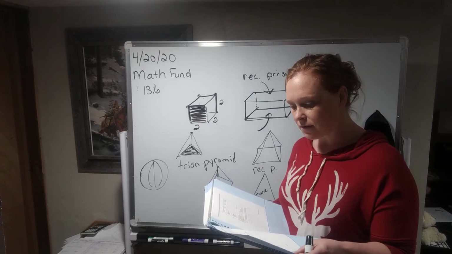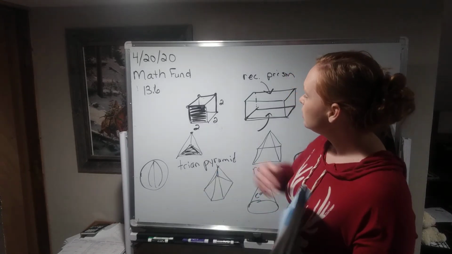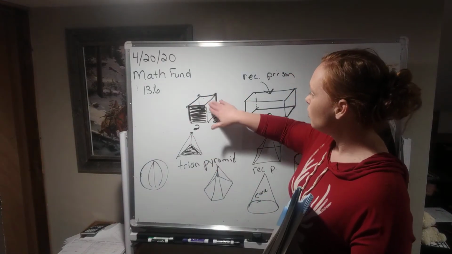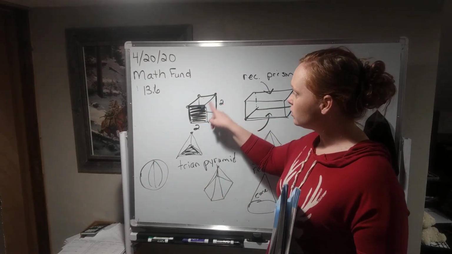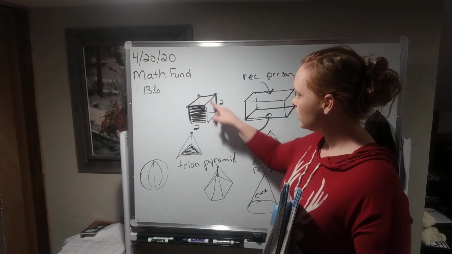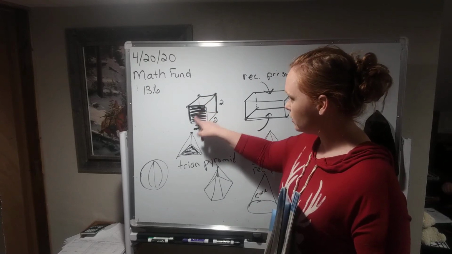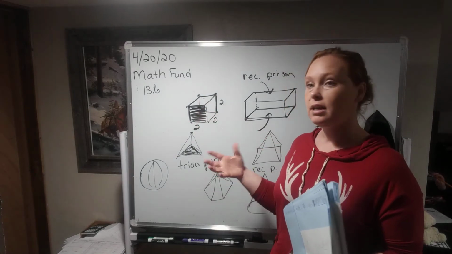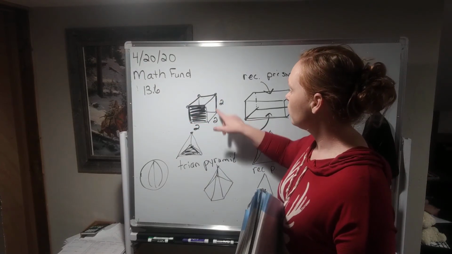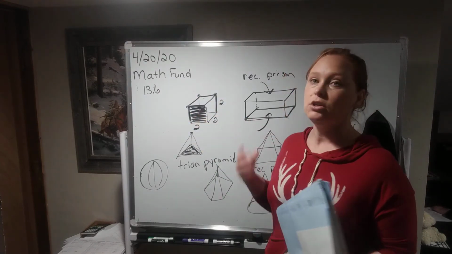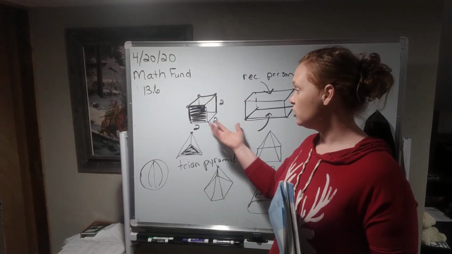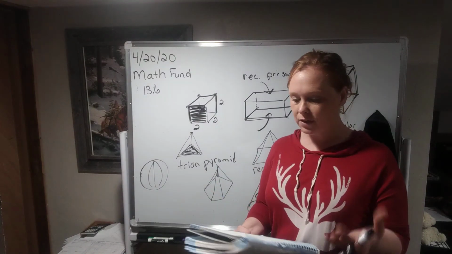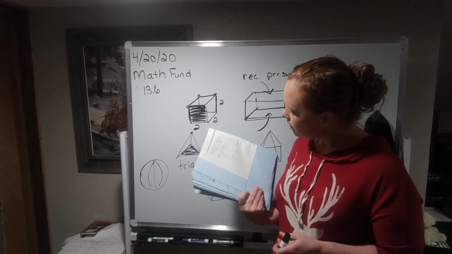You're going to be naming the faces of a cube. So 1, 2, 3, 4, 5, 6. It has 6 faces. Edges, you'd have to count all the edges. 1, 2, 3, 4, 5, 6, 7, 8, 9, 10, 11, 12. It's 12 edges. And how many vertices? 1, 2, 3, 4, 5, 6, 7, 8. You really have to think about that 3D shape. Find something in your house that's that shape, and that will help you count them if you need to.